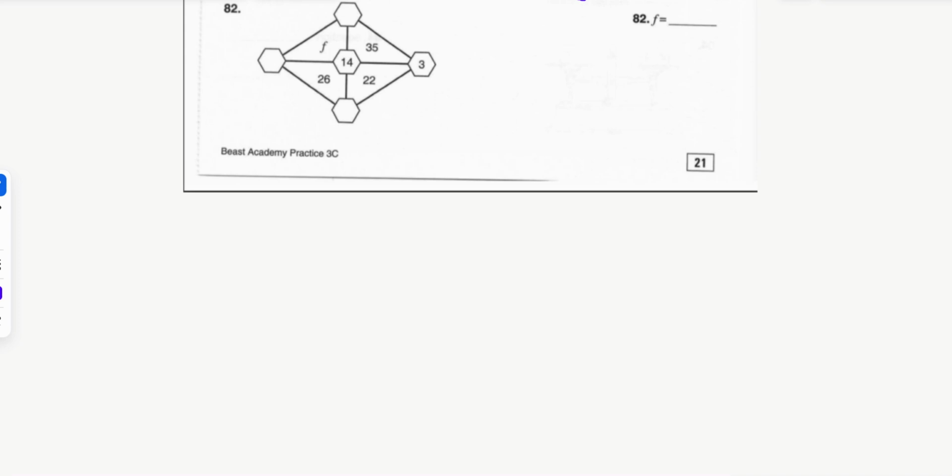Lastly, we have 82. So here we have to use the region with the sum of 35 to write the equation. 14 plus 3 plus blank equals 35. So we can simplify to 17 plus blank equals 35. 35 minus 17 equals 18.